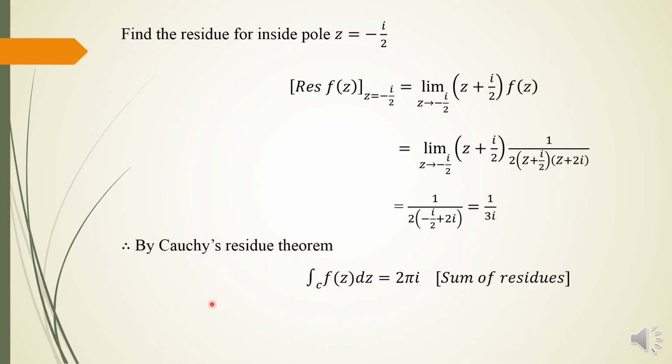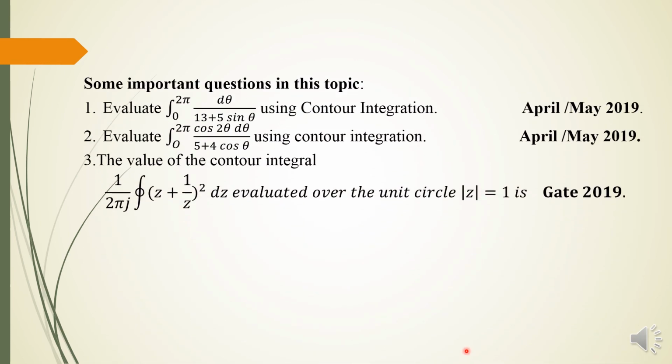Then by Cauchy's residue theorem, the value of the integral of f of z dz equals 2 pi i into the sum of residues. Giving the residue value 1 by 3i, we get 2 pi by 3. Now we substitute this value in equation 1. So the answer to the given question is 2 pi by 3.